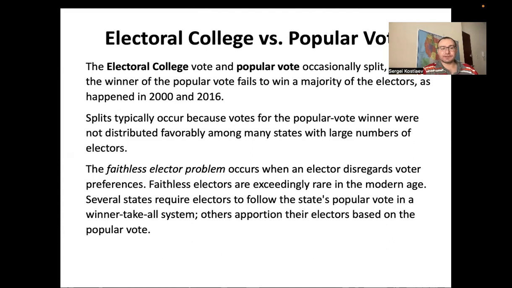And in a couple of instances recently, in 2000, based on popular vote, Al Gore should have been president. But since we have the Electoral College in this country, despite Al Gore having more popular votes, he had fewer electoral college votes, and this is why George W. Bush became president. The same thing happened in 2016. Trump got more Electoral College votes than Clinton, and he became president. But in terms of popular vote, more people voted for Hillary Clinton.